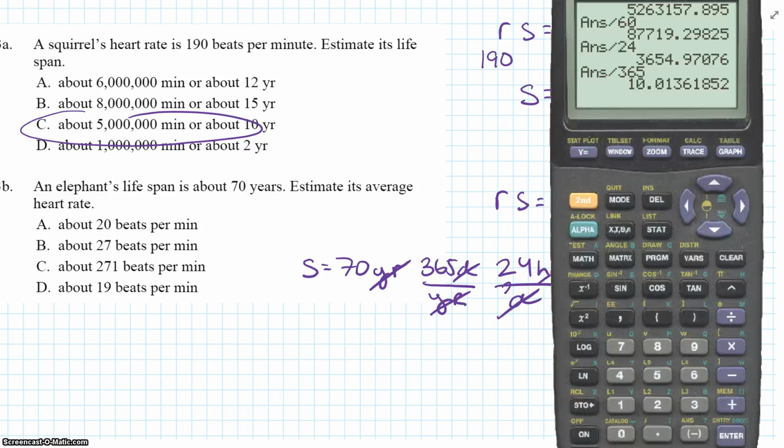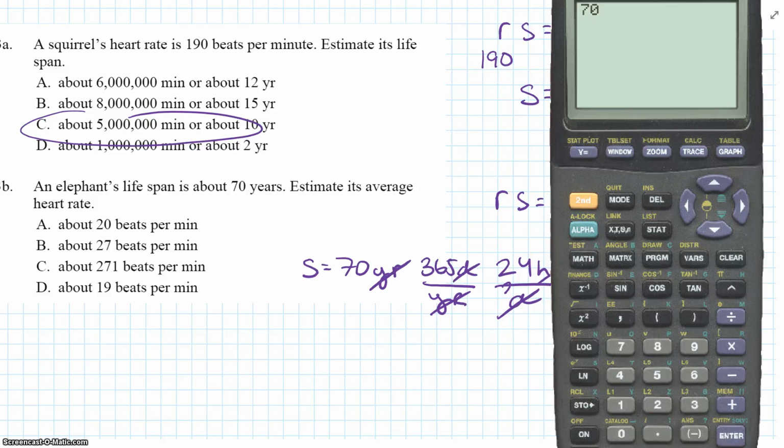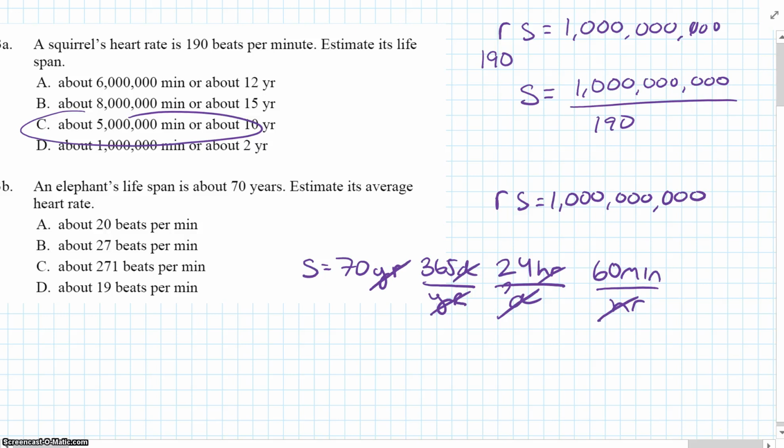So let's do that real quick. We did 70 years, 365 days in a year, 24 hours in a day, and 60 minutes. So it's going to be 36 million or whatever. 1 billion is 9 zeros. 1 billion divided by the answer is 27.17. So the heart rate's about 27 beats per minute. So R is 27 beats per minute.